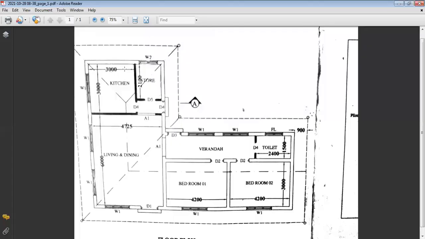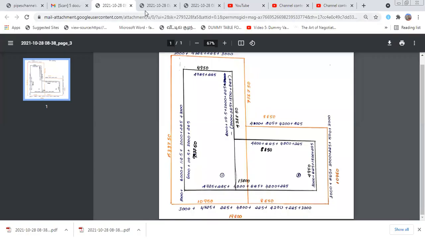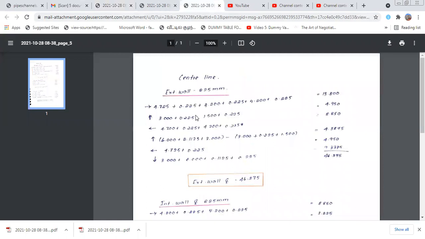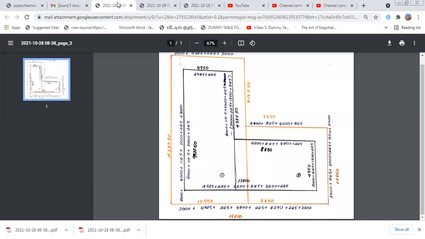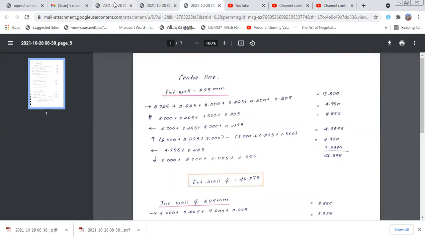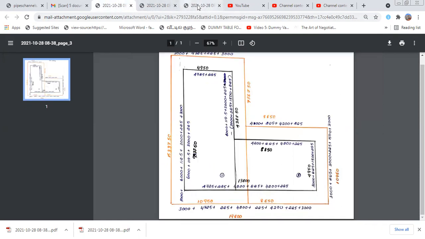Next one, for this part, 4,500 and 4,950, because 3,000 here you can denote 4,725 plus center line 225 divided by 2, here 225 divided by 2, plus 225 divided by 2 plus 4,725. So 4,950. Here, the external center line: 13,950, 13,850, 4,950, and 8,850, this one.